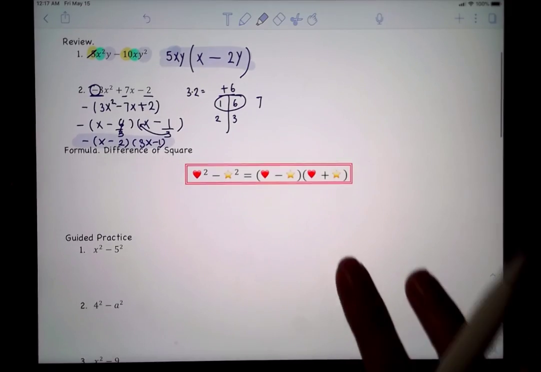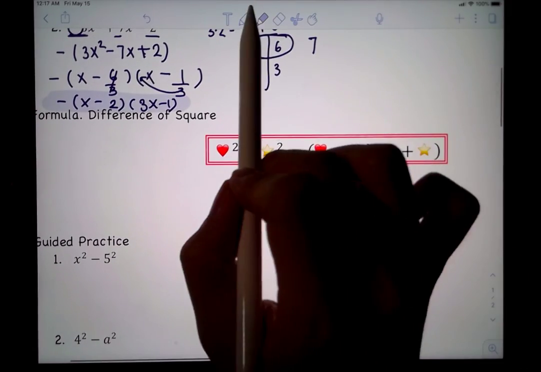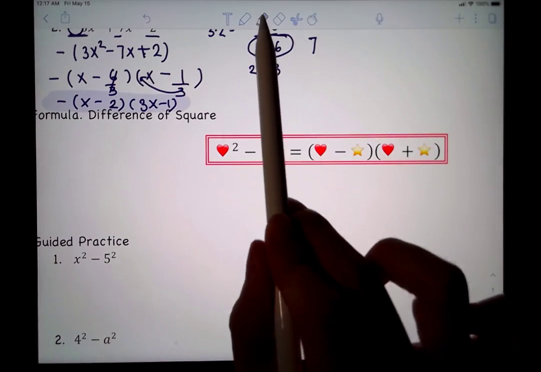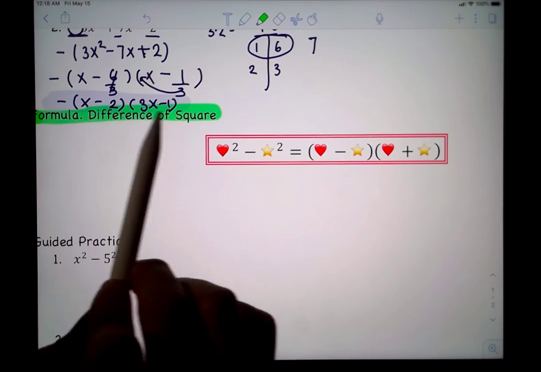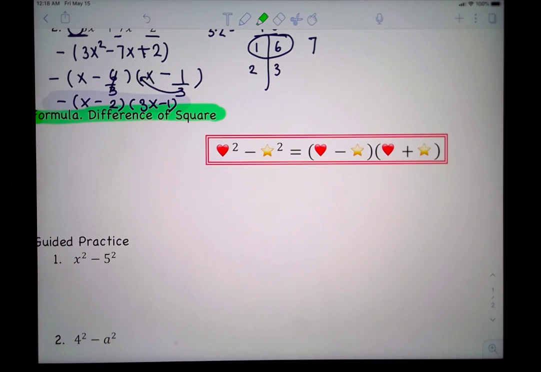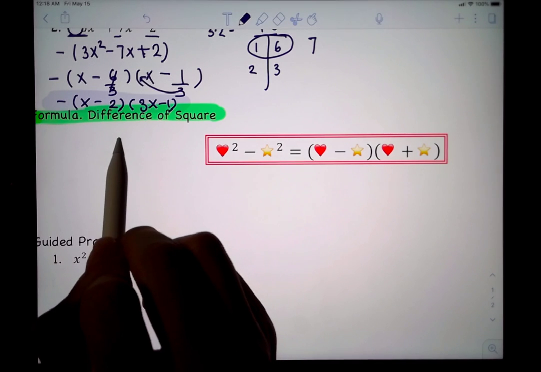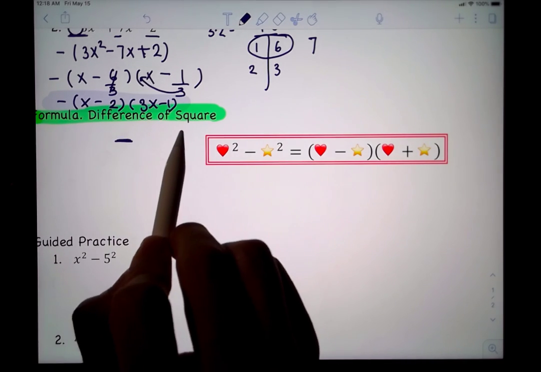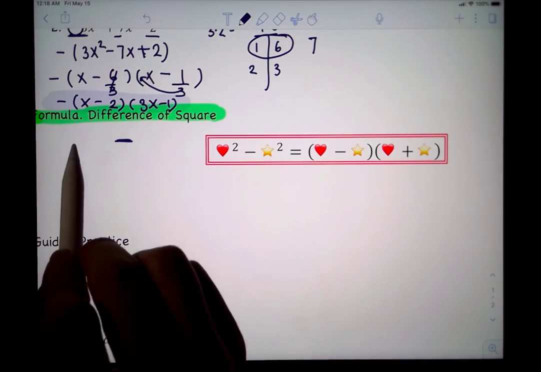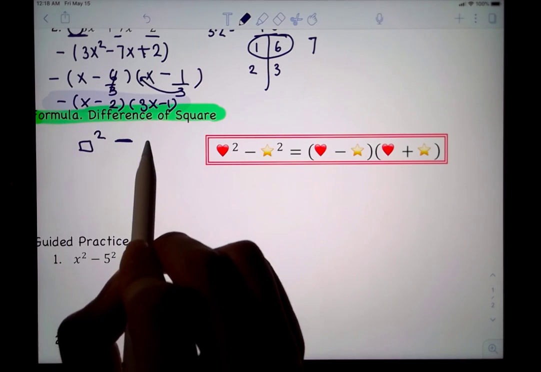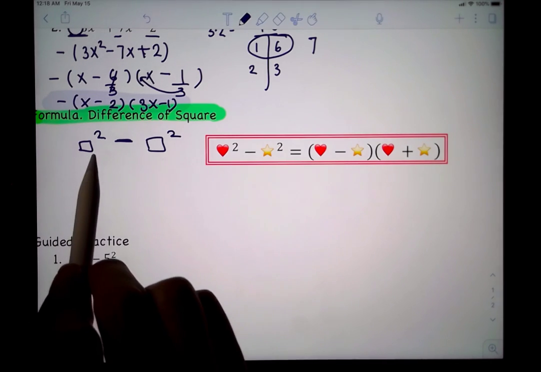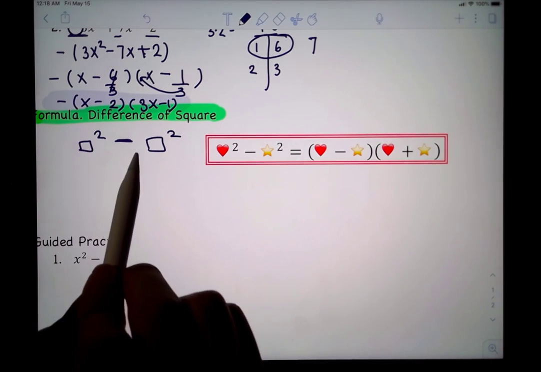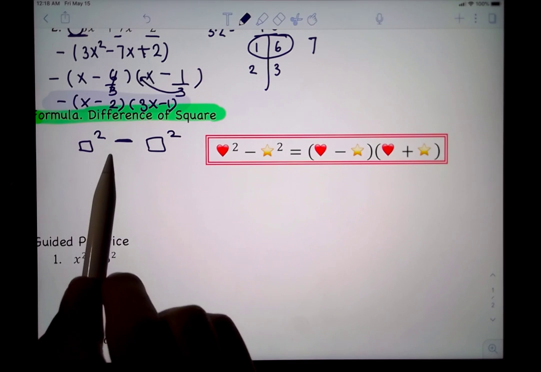So today, look guys, we will do one factoring formula. The name is difference of squares. Difference means minus, right? So you get something squared and something squared, like this. This is the basic form. When you get this form, difference of squares, there's a formula to factor it.